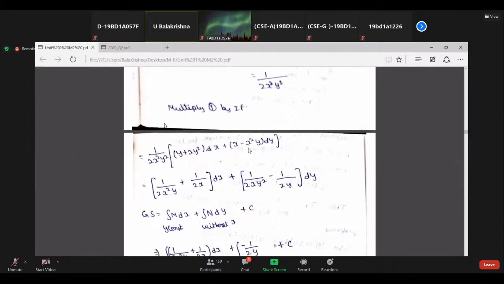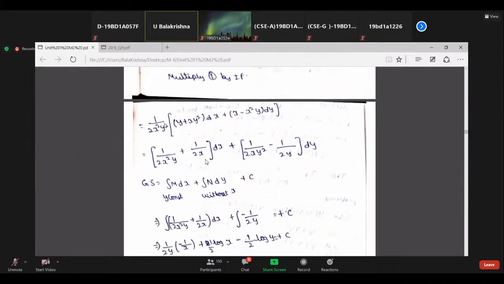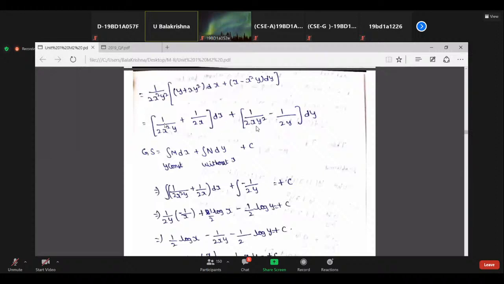So just multiply it, and you will have something in this format. Here y gets cancelled, so it is 1 by 2x square y, plus here x gets cancelled and y square gets cancelled, so we remain with 1 by 2x. Like that, here x gets cancelled, it is 1 by 2x, and here x square and y get cancelled, it will be 1 by 2y. Now, this is the Mdx plus Ndy format, which is clearly an exact differential equation. Once you multiply with its integrating factor, it becomes an exact differential equation.